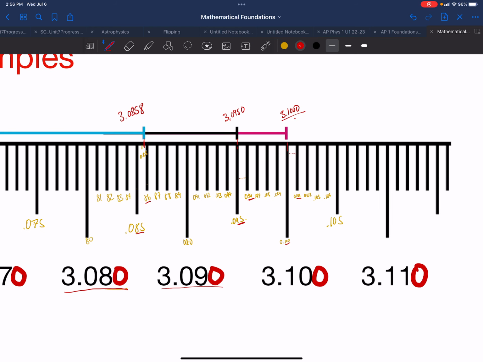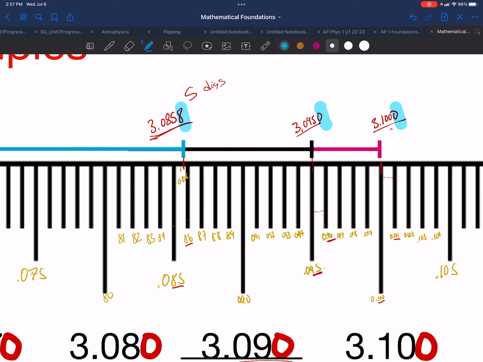So we notice, as we saw previously, this has 5 digits. This has 5 and this has 5. They all agree to the same decimal place, the 10,000th place. There's an agreement because they're all measured using the same device.